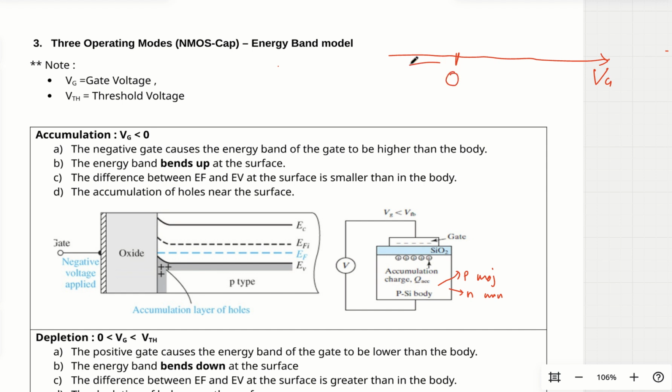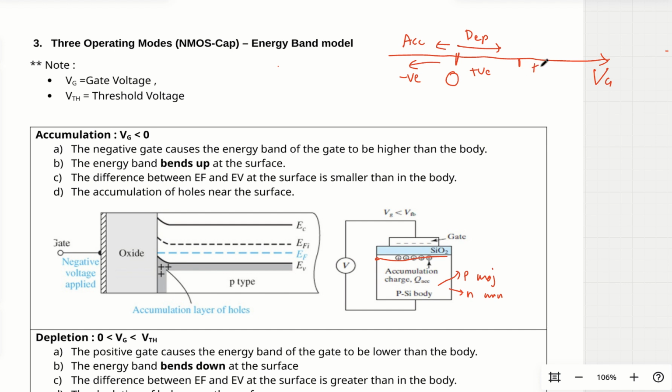When the VG is less than 0, or negative, the gate will attract the holes from the body. So the holes will be accumulated at the surface. We call this accumulation. When the gate becomes positive, it will repel the holes from the surface. So the surface will be depleted of holes.